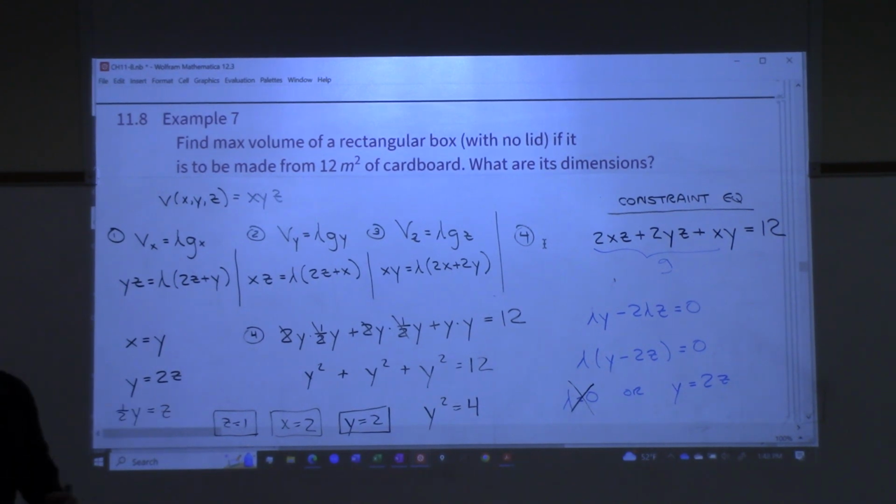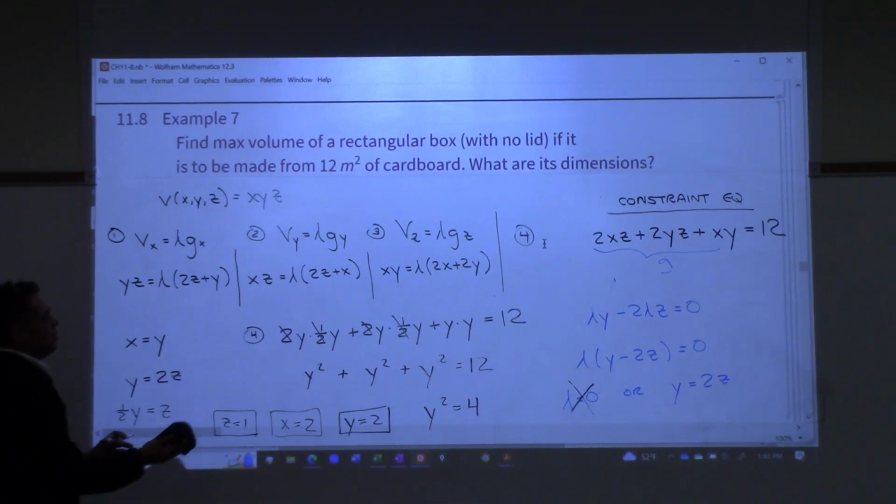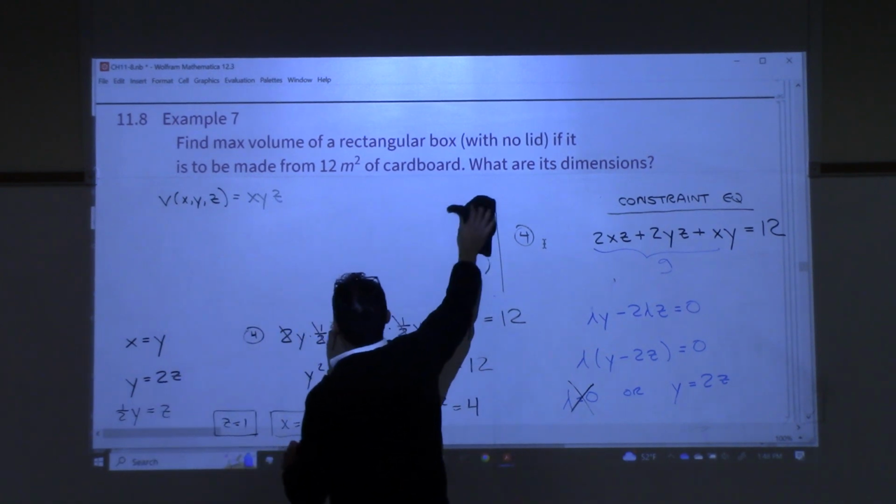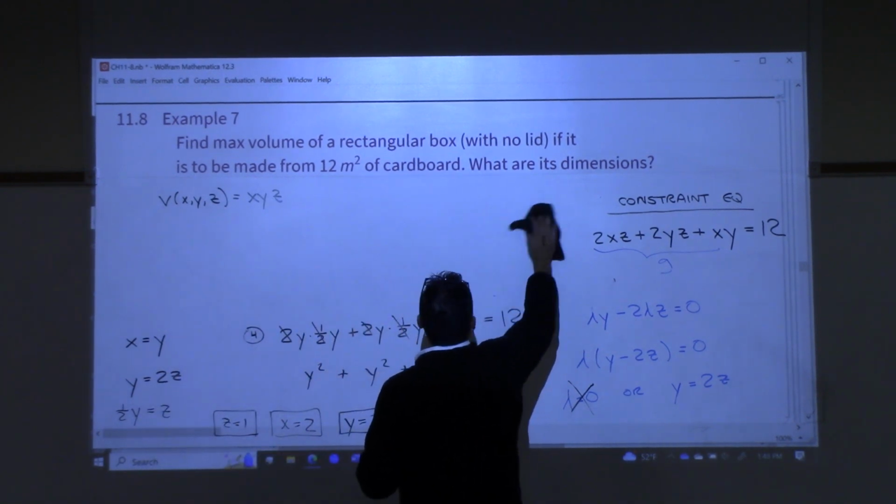It's just an argument by, it's like the obvious only scenario this could be is this is a maximum. Couldn't possibly be a minimum. So we don't have the answer yet, right? It says find the max volume and then what are the dimensions.